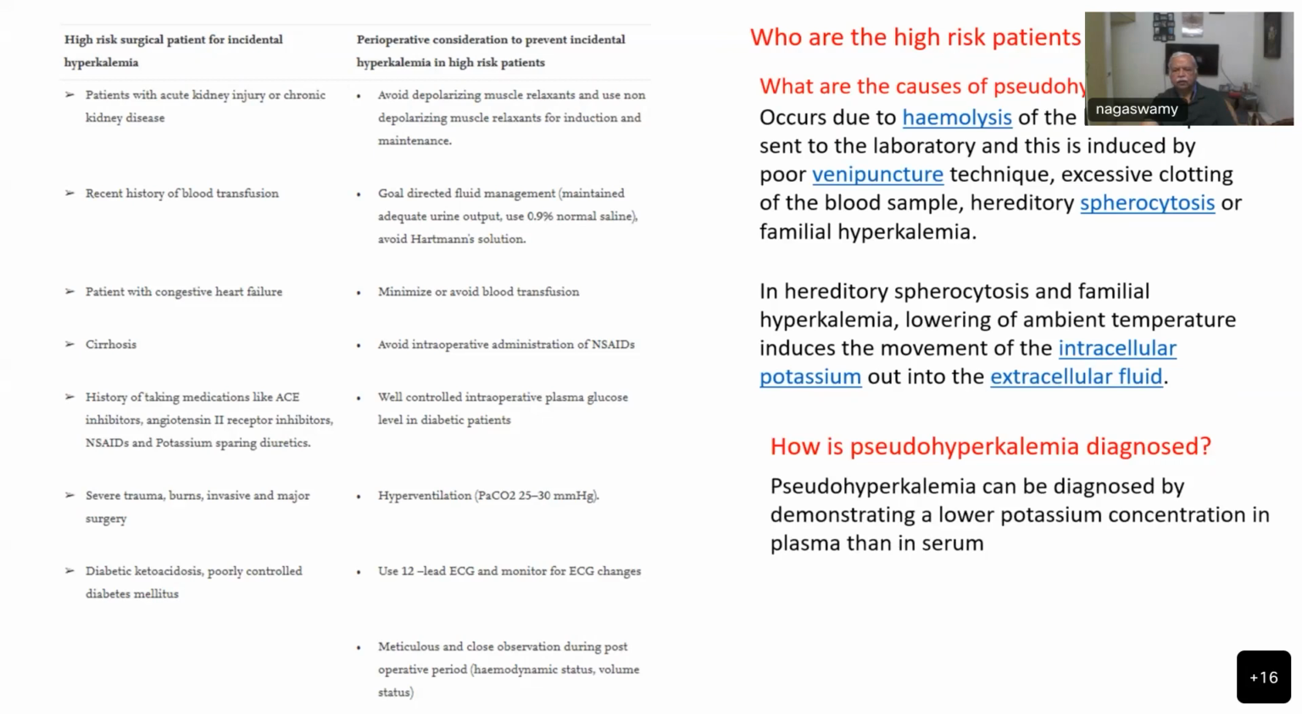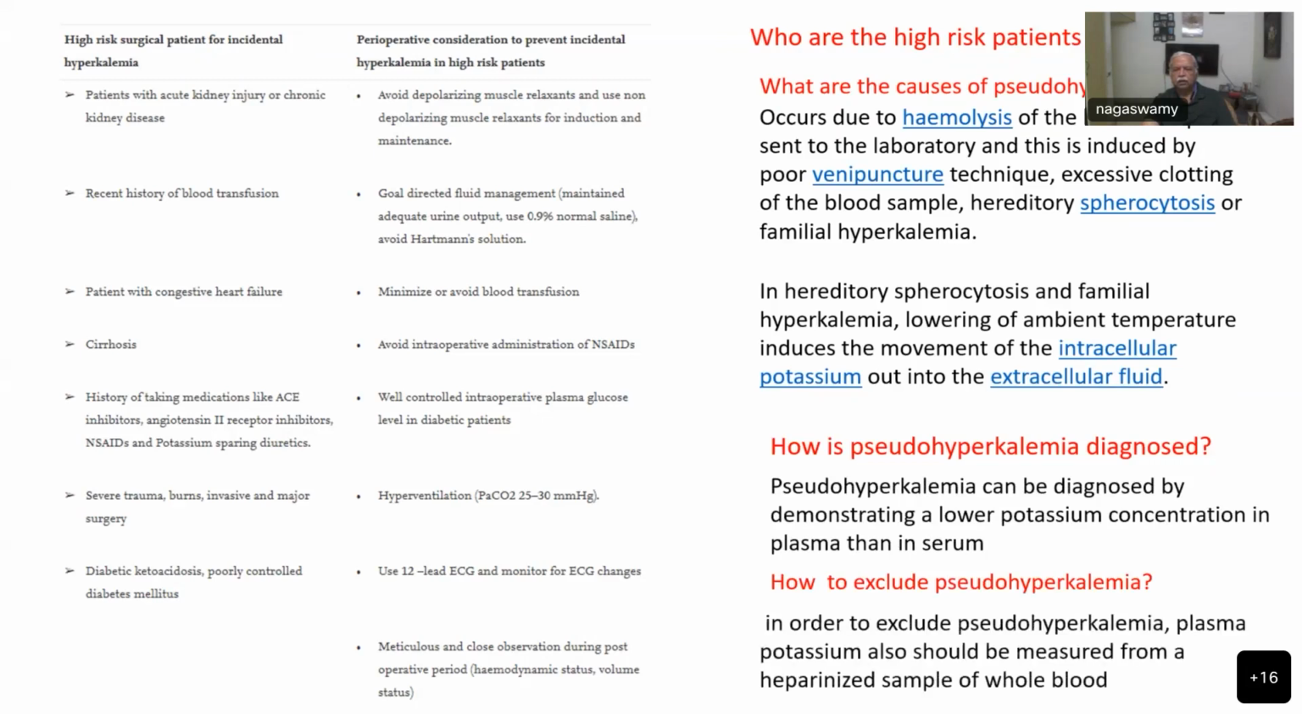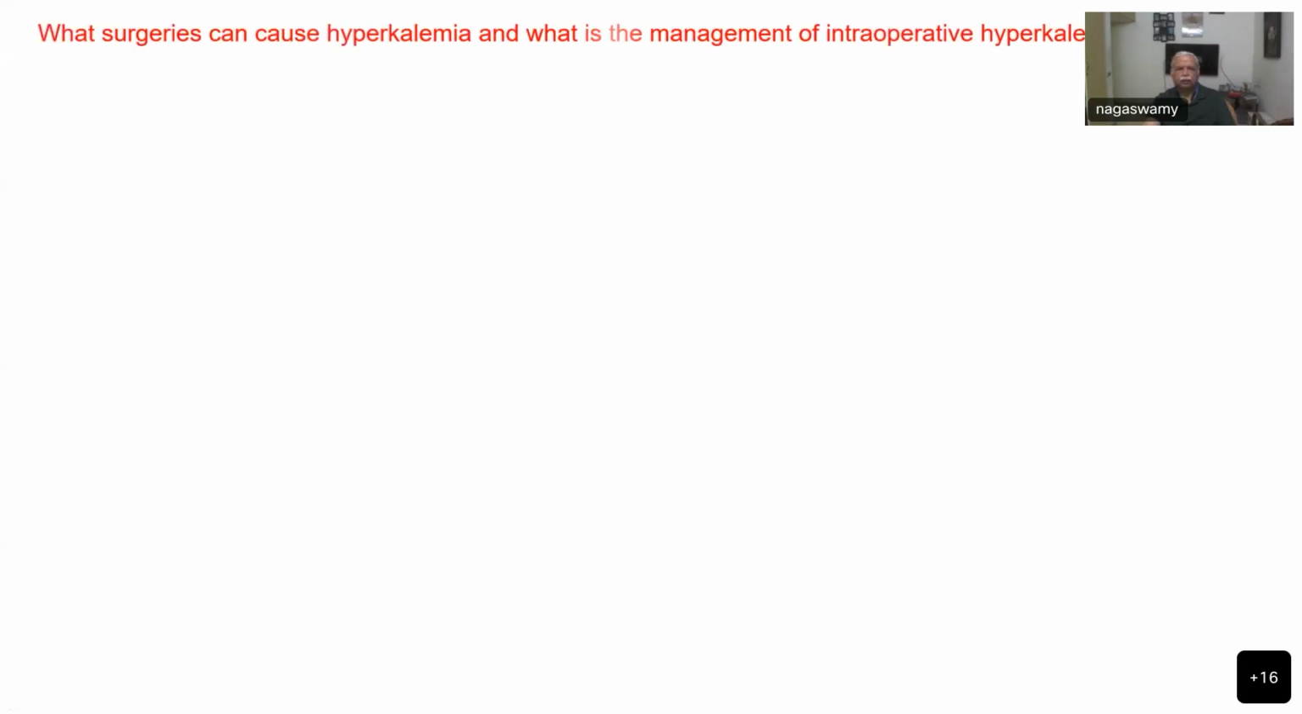potassium concentration, which will be lower in plasma compared to the serum. So you have to first centrifuge and remove the coagulation factors and make the serum, and then if you see, potassium will be lower in plasma compared to serum. And to exclude that, you need a heparinized blood sample of the whole blood. So you must analyze the heparinized sample of the whole blood to identify whether this hyperkalemia is real or pseudo.